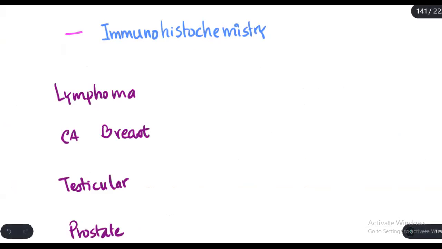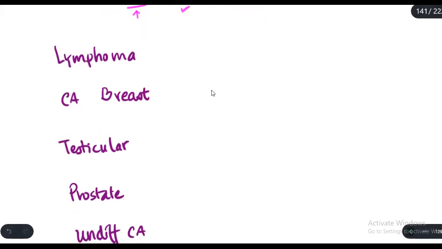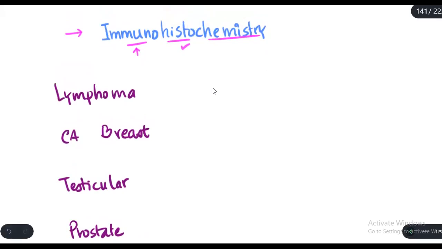Let's have a brief discussion about immunohistochemistry. It means you have antibodies binding to a histological sample. Those are antibodies to a specific target, and the antibody binds to the target and then it fluoresces. It has fluorescence associated with it, and that's how we can identify different types of cancer by different types of markers. Those are the common cancers that use immunohistochemistry for diagnosis and for prognosis purposes.